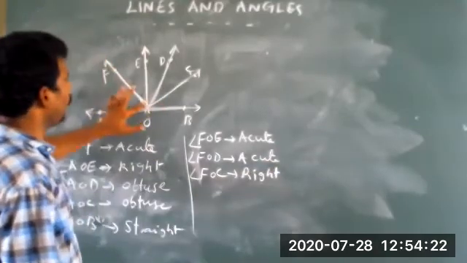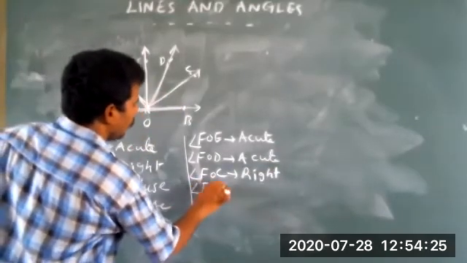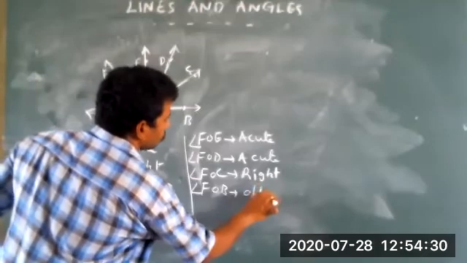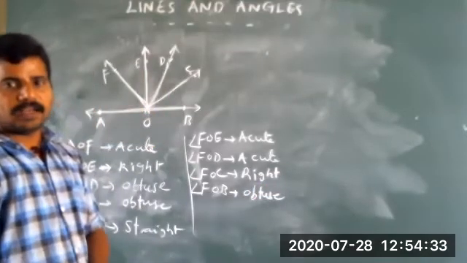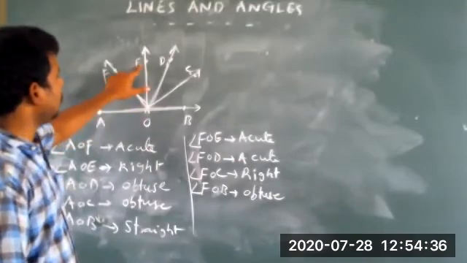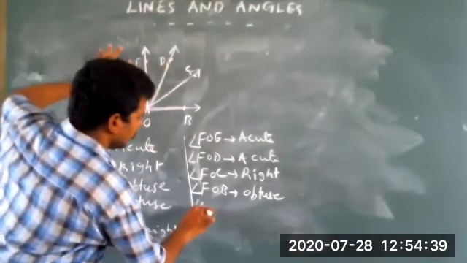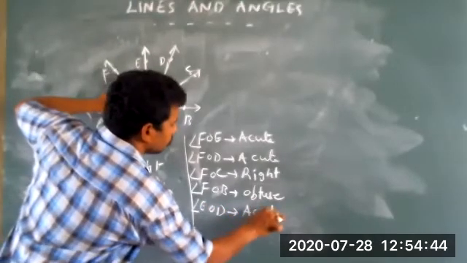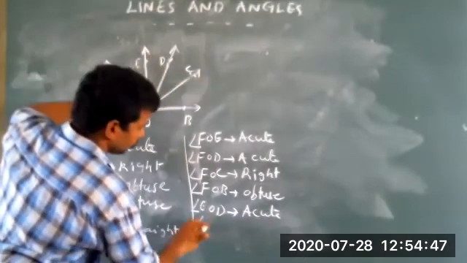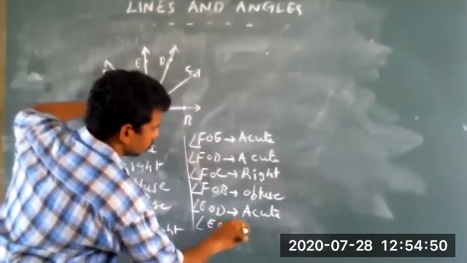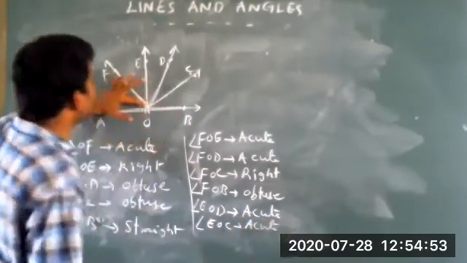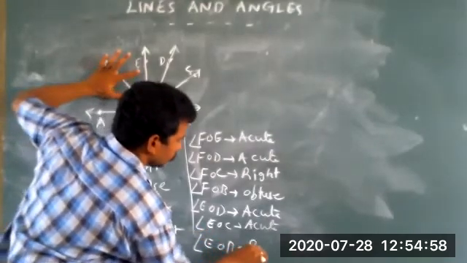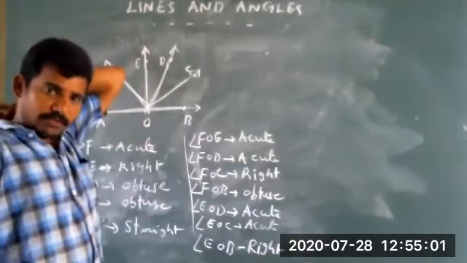Next, FOB. FOB is more than 90 degrees, so it is an obtuse angle. What is this angle? Obtuse angle. Now angle EOD. Which angle children? Acute angle. Angle EOC, acute angle. EOB, right angle. EOB what children? Right angle.